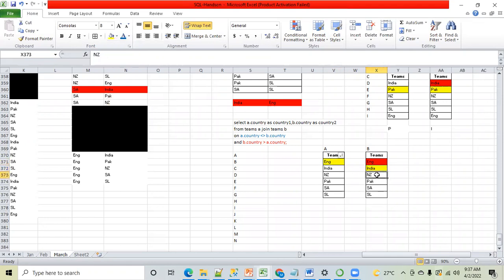Now England with New Zealand. N is greater than E. Yes, it is greater than E. So you will get this record as well. P is greater than E. P will come here. So yes, P is greater than E. You will get this record as well.